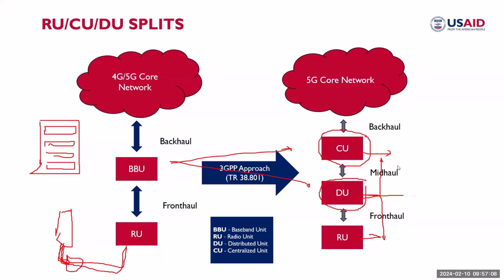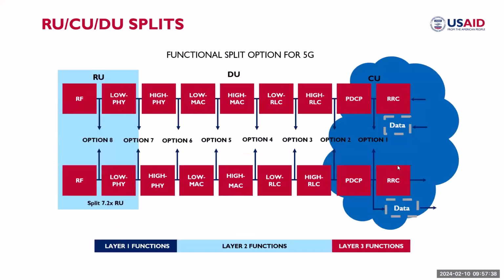RU-CU-DU split is also designed to enable greater efficiency in the deployment of 5G networks. By separating the physical and control functions, operators can more easily deploy and manage networks with varying capacity and coverage requirements. So overall, the RU-CU-DU split in 5G is a key feature that enables greater flexibility, scalability, and efficiency in the deployment of 5G networks. Okay. Yan. So further, ano pa natin?